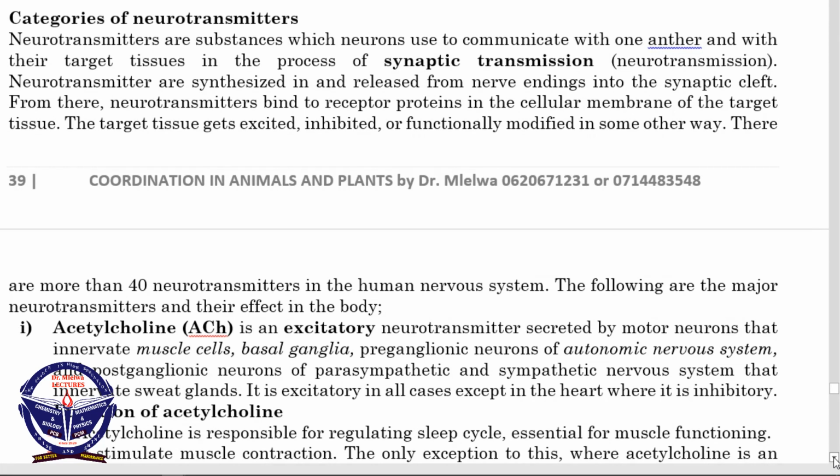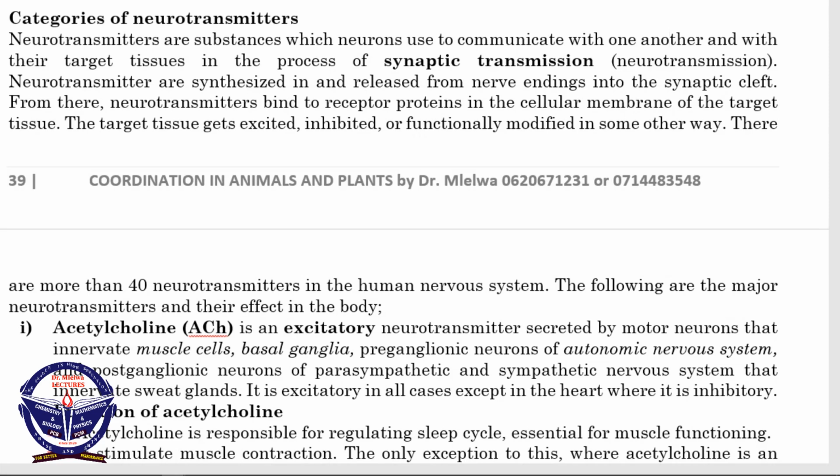So, firstly, neurotransmitters are substances which neurons use to communicate with one another and with their target tissues in the process of synaptic transmission or neurotransmission. So, neurotransmitter ni molecule, ni chemical substance ambazo neurons zinatumia katika kuwasiliana kati ya neuron moja na mwingine au kati ya neuron moja na target tissues.